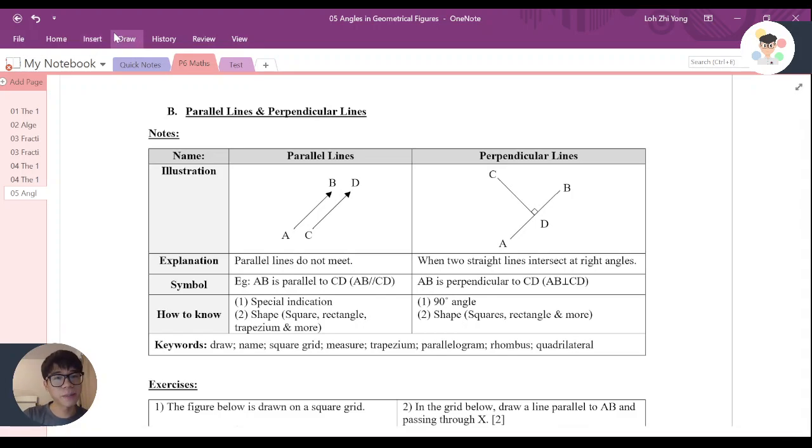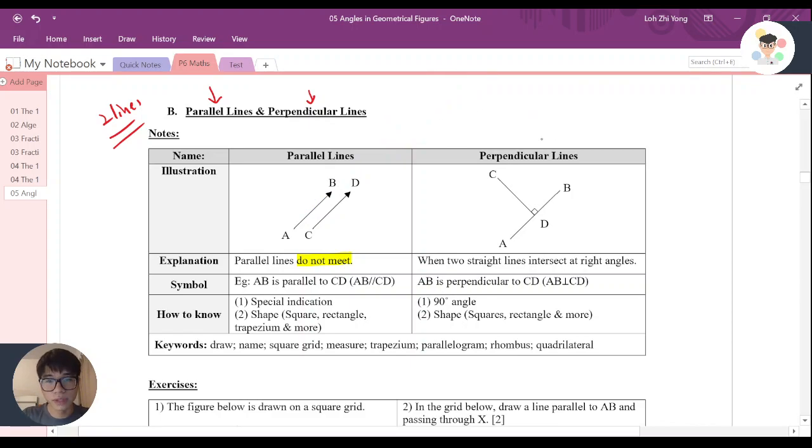Now, first thing you need to understand is that whether it's parallel lines or perpendicular lines, it's mainly talking about two lines only. Parallel lines are basically like this. A to B is a line, C to D is a line, and the keyword here is that they do not meet. What do we mean by do not meet? It means that no matter how long I extend these lines, they will not meet each other. That's called parallel lines.